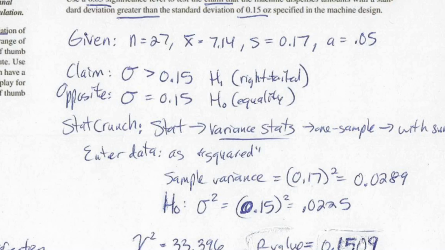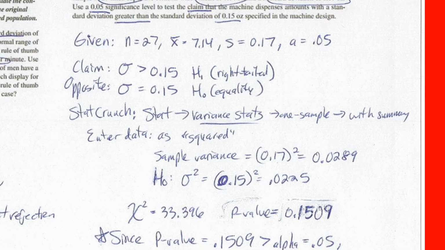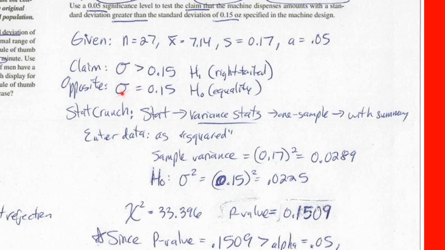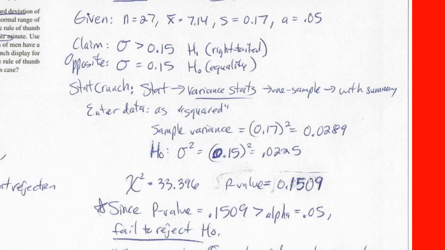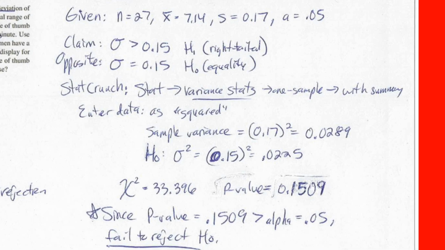And so now we're going to use something different called variance stats, because we're testing variance, which is the square. Variance is this number squared. All this has to be squared. This has to be squared. Standard deviation is the square root of variance. So because our test is in variance, not in standard deviation, we have to square stuff. So we're going to do that, get to one sample with summary, and then enter the squared numbers.